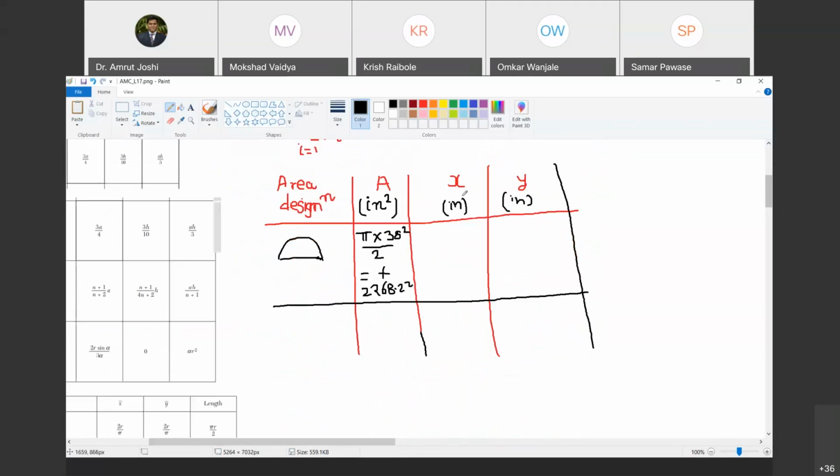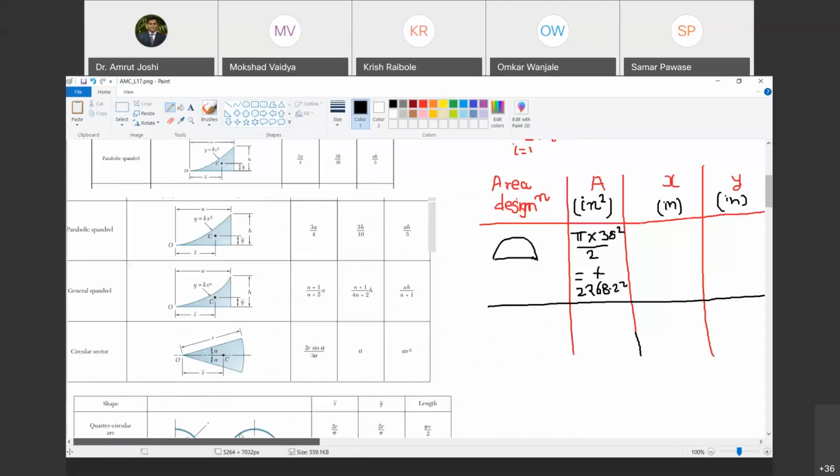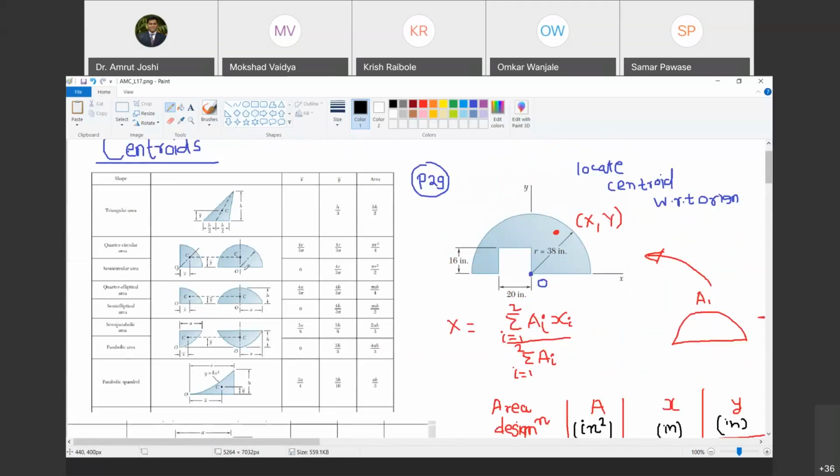Now let us look at its centroid. So where is its centroid? This centroid is given with reference to origin O for the semicircle, and what is the x distance of that centroid? x bar is 0. Do you agree with me? Yes, sir. And what is y bar? y bar is 4r by 3 pi. This is for a semicircle; for a quarter circle it is different. Are you with me? Yes, sir.